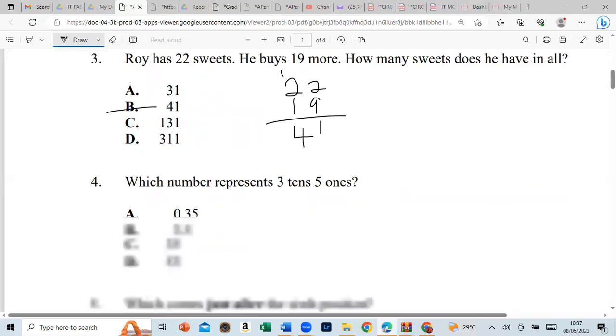Let's proceed. Which number represents 3 tens and 5 ones? Go ahead and do that. 3 tens and 5 ones. So you see the importance of place value, right?